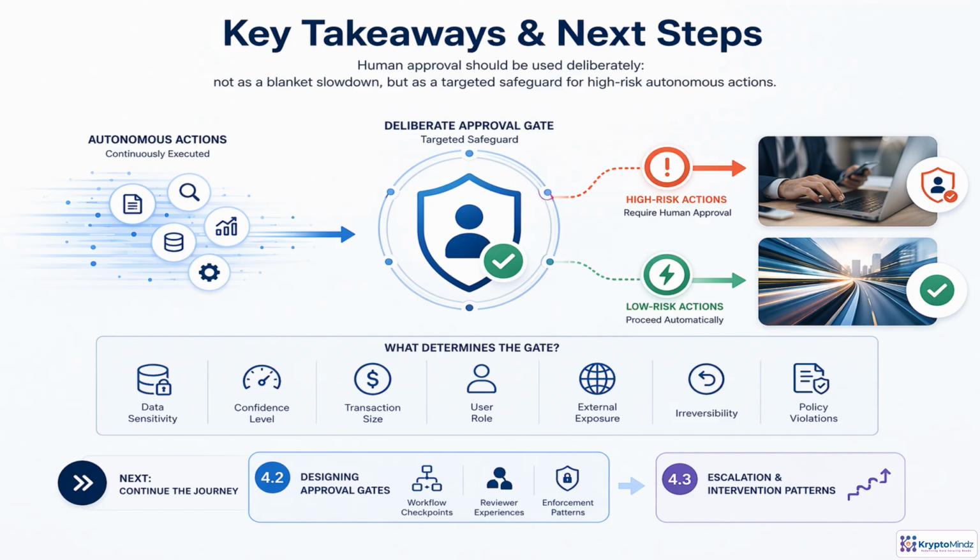The main takeaway is simple. Safe autonomy depends on knowing when not to be autonomous. Classify each action's risk, then define clear approval triggers around sensitivity, confidence, size, role, exposure, reversibility, and policy. Finally, keep approvals efficient, so safeguards reduce risk without creating fatigue. Next, we'll turn these criteria into practical approval gates.